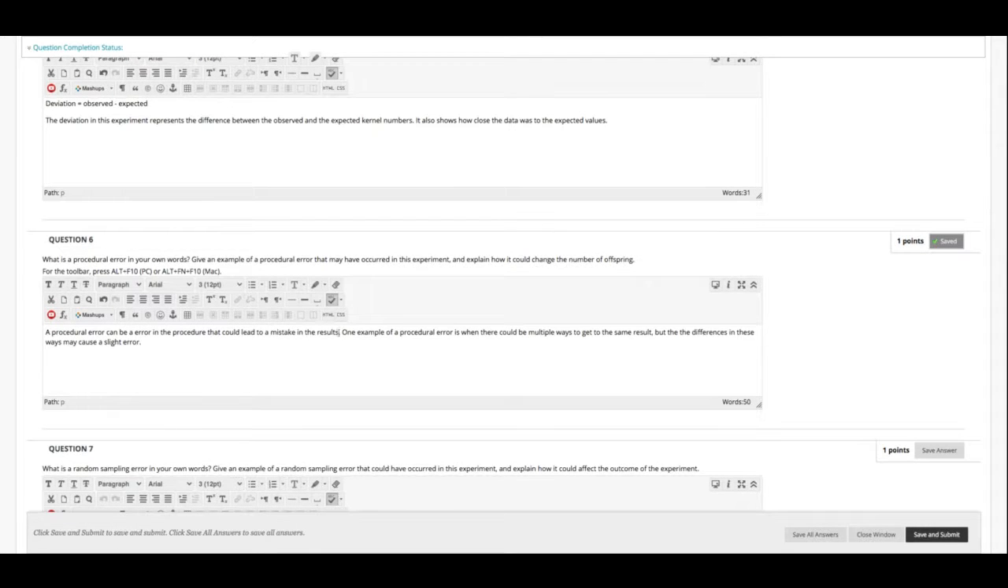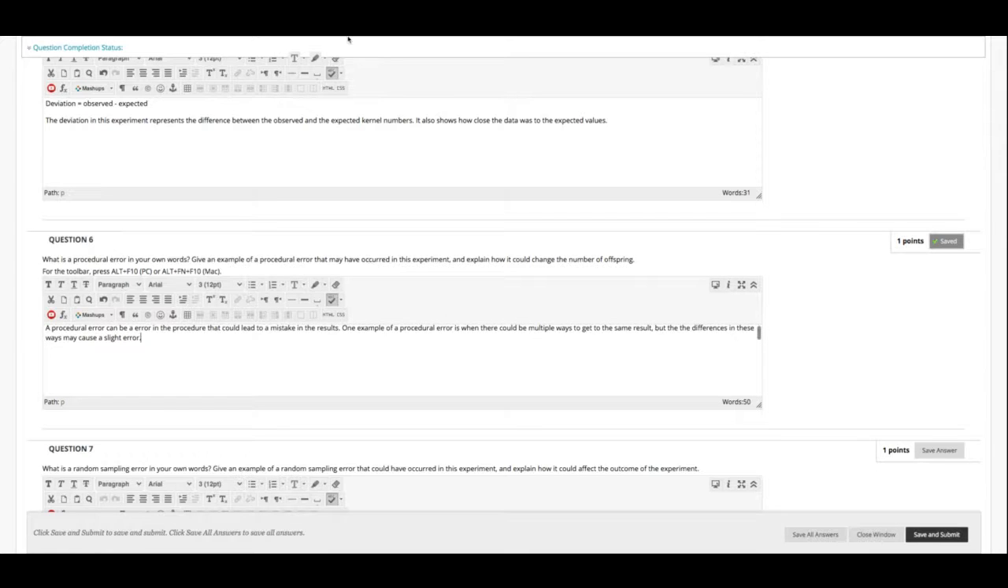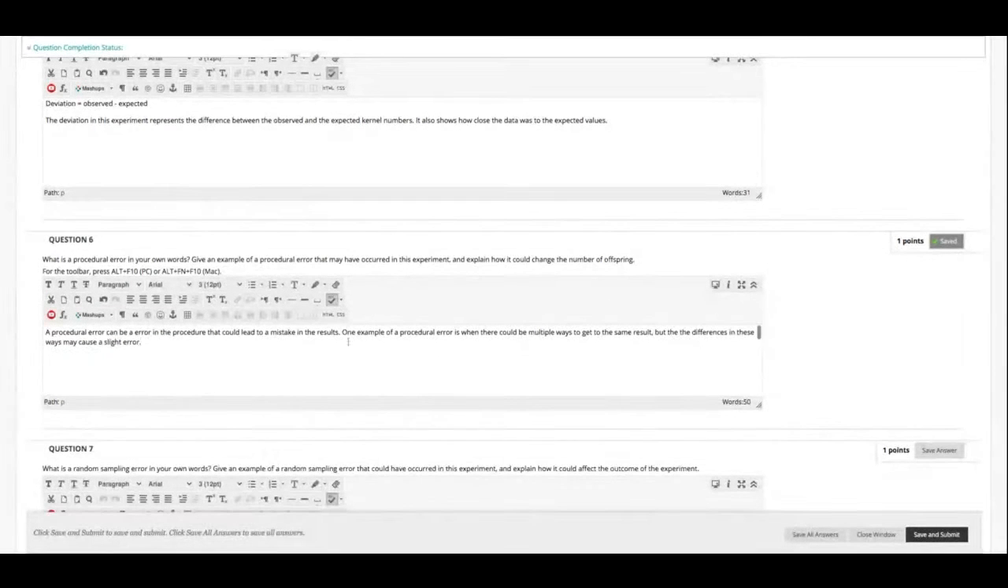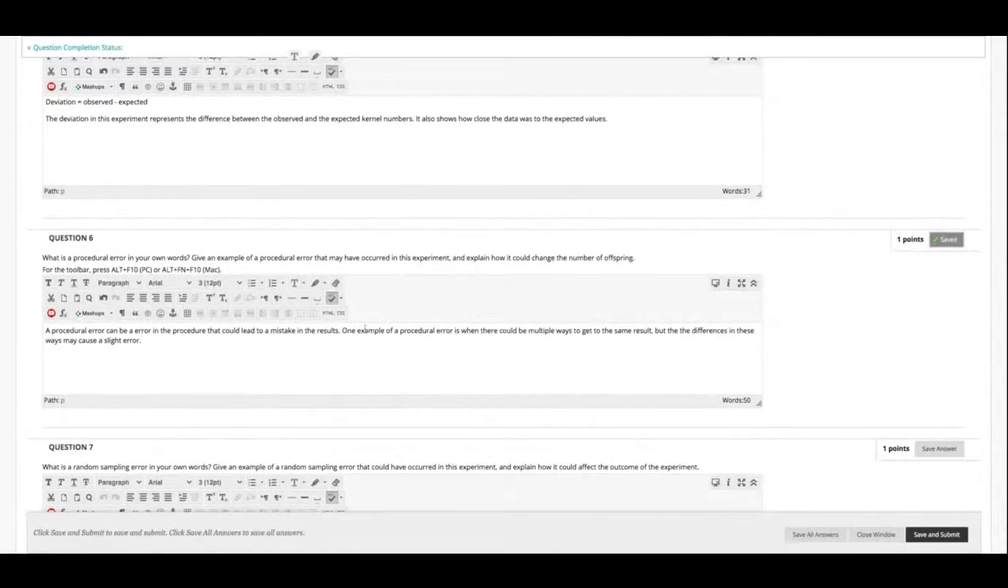Because I know the question asked for an example, but I didn't know if it was wanting one from what may have occurred in this experiment. Right. I guess one that could have occurred would be like if somebody miscounted, because we are counting it by hand. Okay, so it's two parts. My bad. Never mind, you're fine.